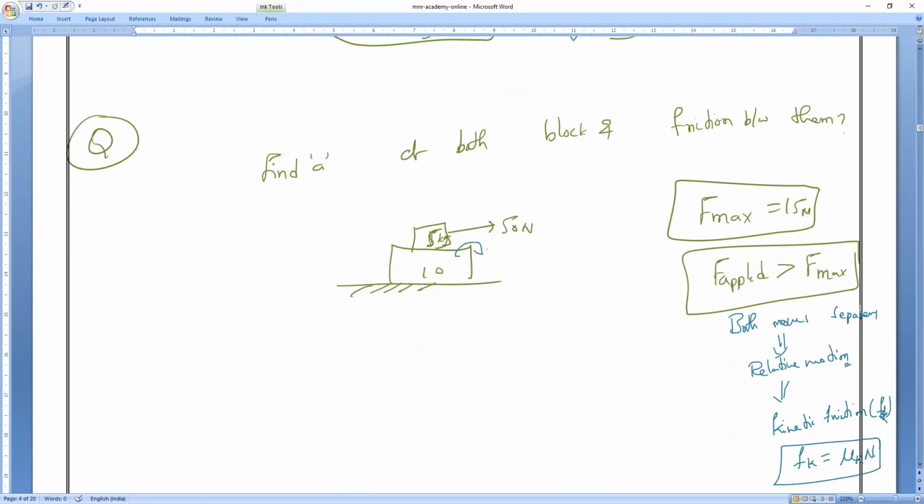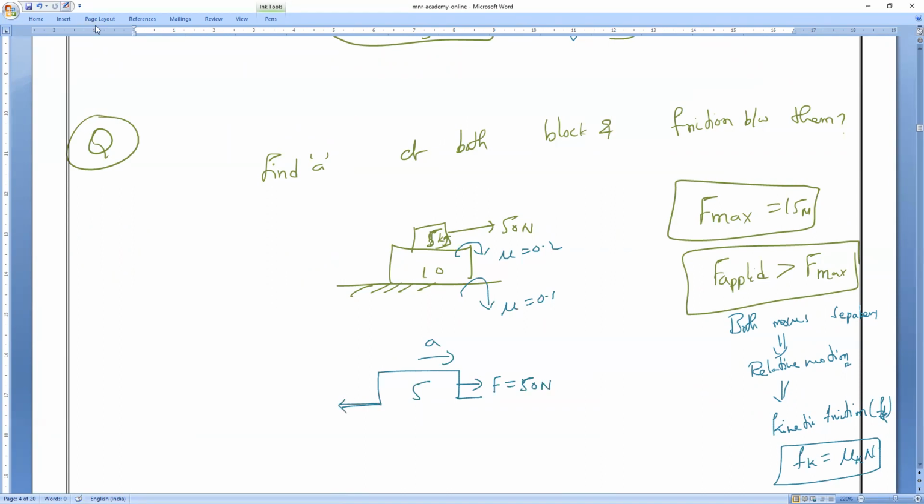Then the same thing. I am giving here 0.2, and this coefficient is mu equal to 0.1. So you can start finding it. First, the body I can draw: the 5 kg body. The acceleration is this one, and the applied force is how much? 10 newtons. And find the limiting friction.